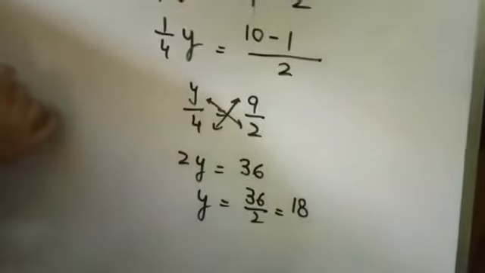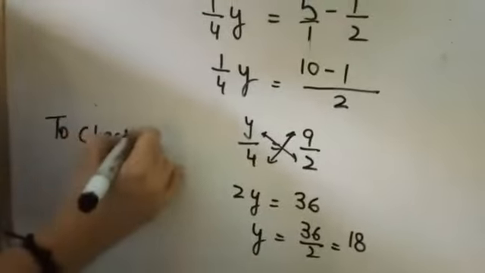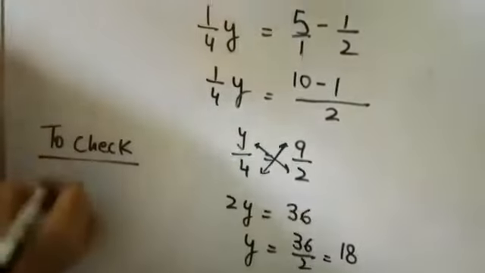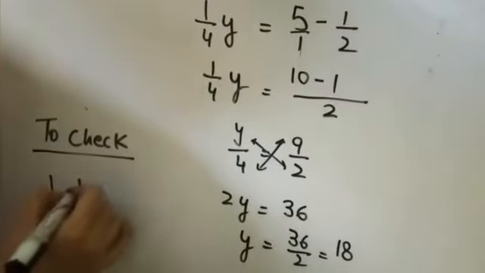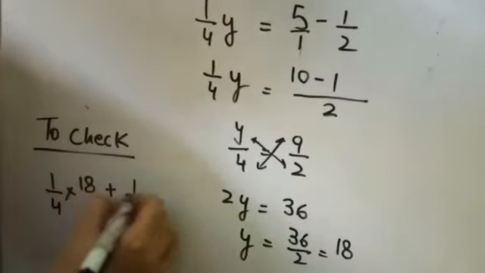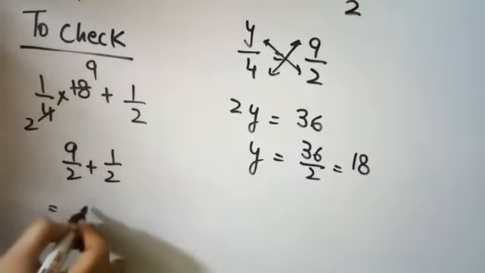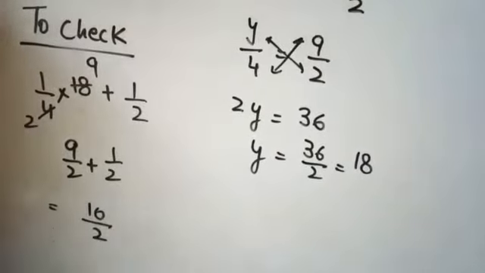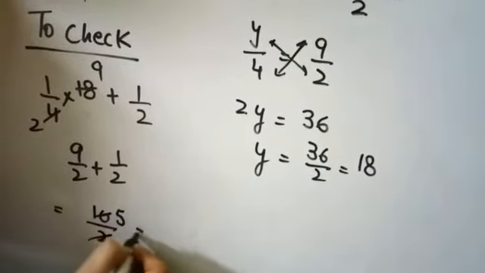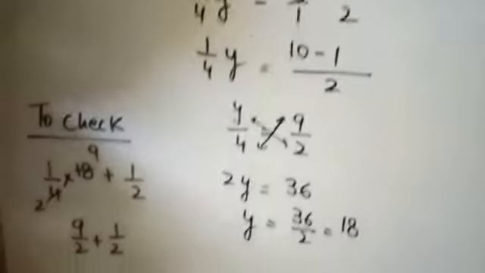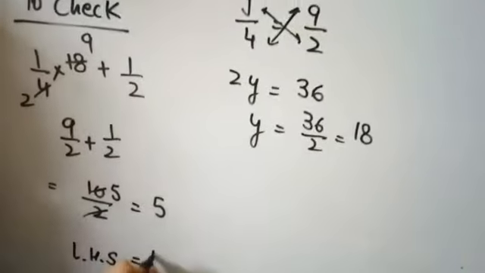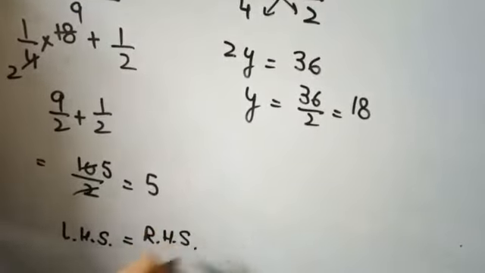Now to check, I am doing it here. Put the value of the variable y, that is 18, in 1 by 4y plus 1 by 2, which gives 9 by 2 plus 1 by 2. Now both have the same denominator, so you just add the numerators. 9 plus 1, 10. 10 by 2, that is 5. Now what do we have in RHS? 5. So we have proved LHS is equal to RHS, hence verified.